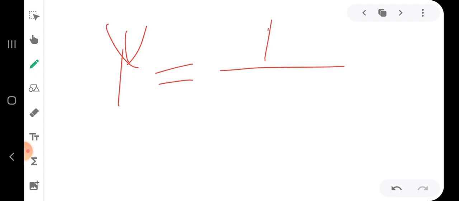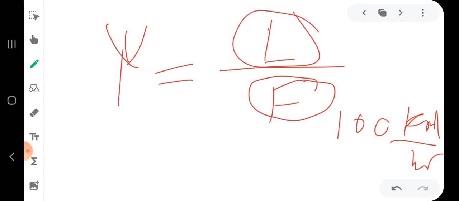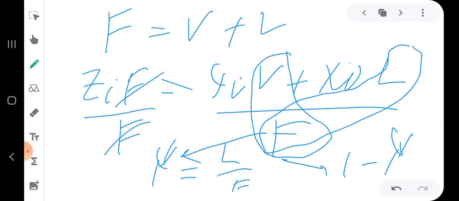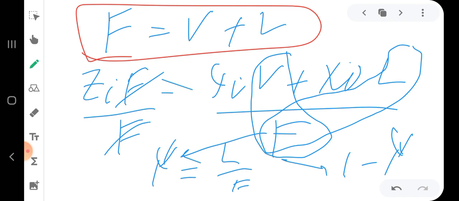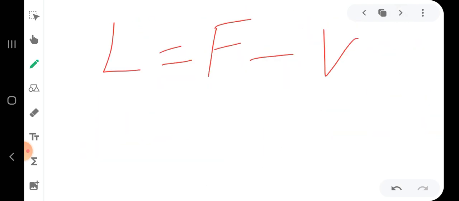After you find psi, you will say that psi is equal to L over F. Usually the feed is given. If it is not given, you can take a basis of 100 kilomole per hour, for example, or anything. So you can find the liquid flow rate. After you find the liquid flow rate, you can say that the vapor flow rate is equal to the feed minus the liquid from the material balance. Remember this, feed equals V plus L. Okay, so you can find the vapor.